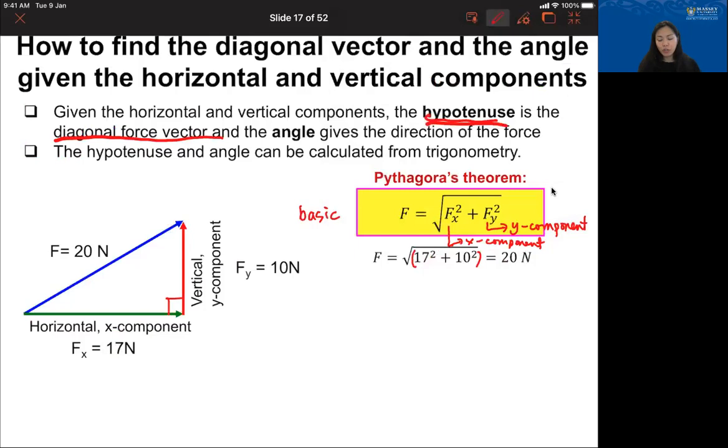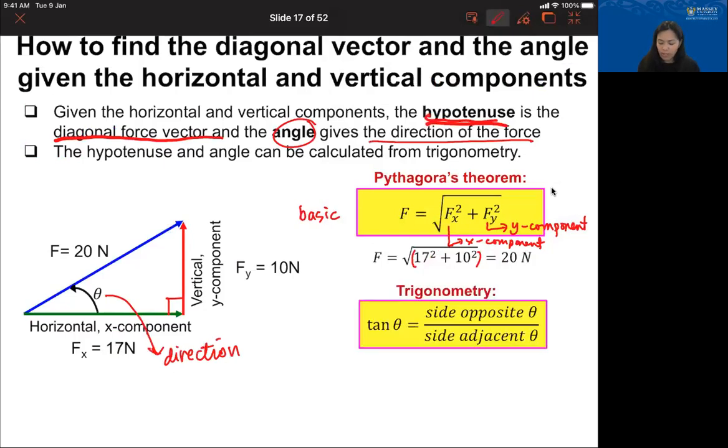Force is a vector, so you need to get the direction. What is the direction? The direction is given by the angle theta. This will give you the direction of the diagonal force. How do we get the direction? How do we get the angle theta? We will use trigonometry again. This is the basic trigonometric equation: tangent theta is equal to the side opposite the angle divided by the side adjacent to the angle.